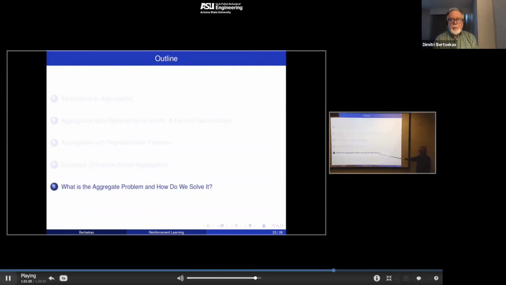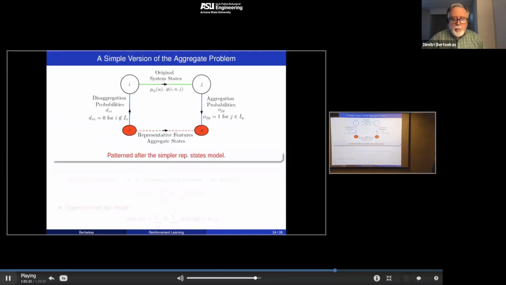Okay, there's a big omission so far. We have discussed how to solve the aggregate problem for the case of representative states, but not for the case of representative features. And this is an interesting challenge. How do we solve this aggregate problem, and how do we formulate it?